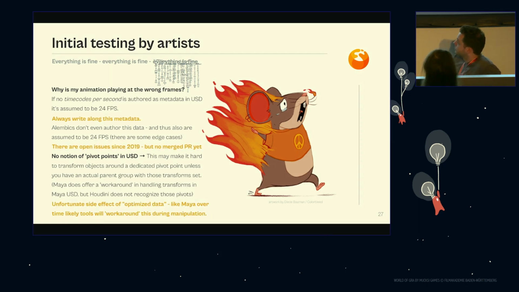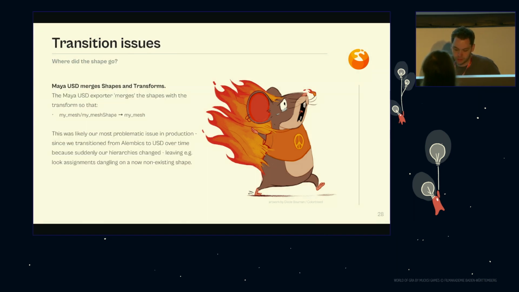So yeah, these were kind of the solutions. Tell me if I go too quick, but I want to show more issues we had. So Maya has a transform with a shape underneath, but USD says, well, hey, that's not very optimized because the shape could also just have transformations. So what the Maya exporter does, it merges the shape into the transform so that you don't have the shape object anymore. It's just a transform.